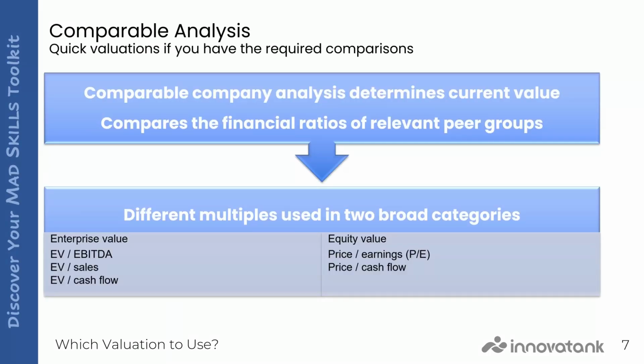Comparable company analysis uses multiples from similar public firms. Enterprise multiples include EV over EBITDA, EV over sales, and EV over cash flow, or equity multiples like P/E, price over earnings, or price over cash flow.